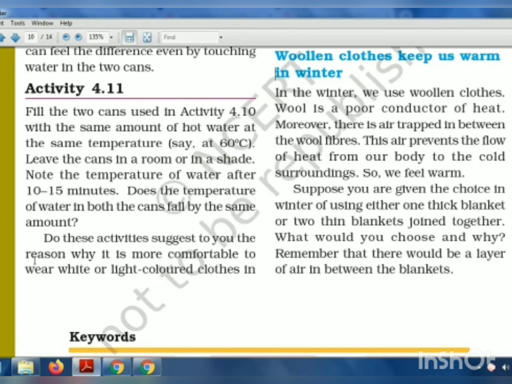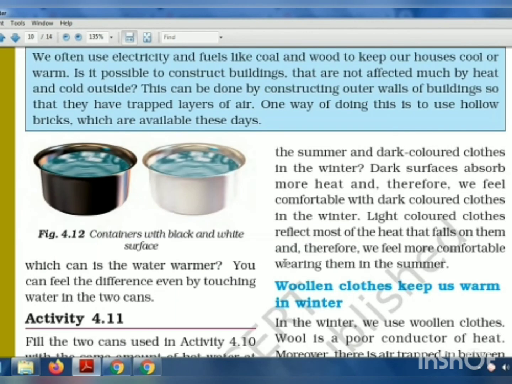It suggests the reason why it is more comfortable to wear light or white colored clothes in summer and dark colored clothes in winter. Why? Because, as I told you, dark surfaces absorb more heat and therefore we feel comfortable with dark colored clothes in winter, whereas light colored clothes reflect most of the heat that falls on them, and therefore we feel more comfortable wearing them in the summer season. So dark colored clothes absorb heat and light colored clothes reflect heat.